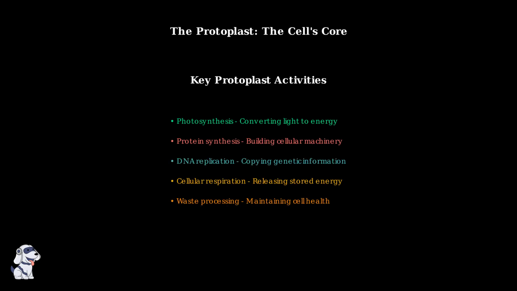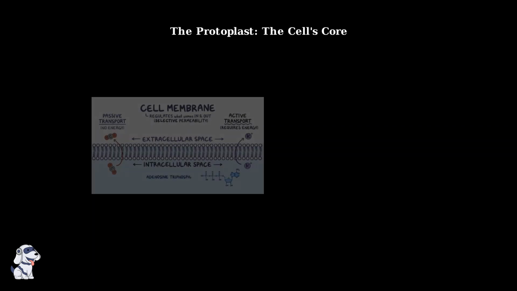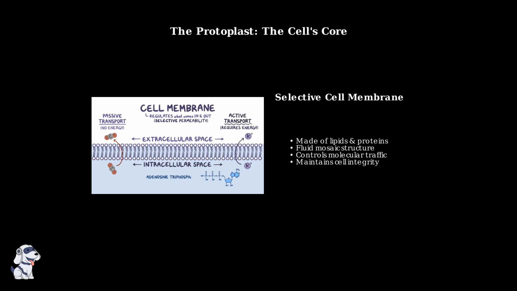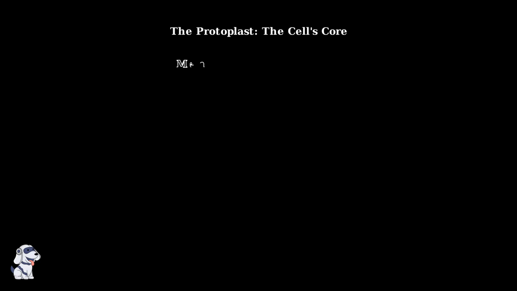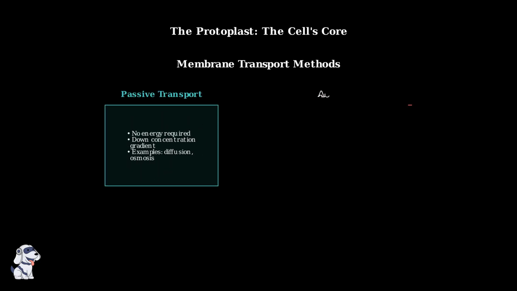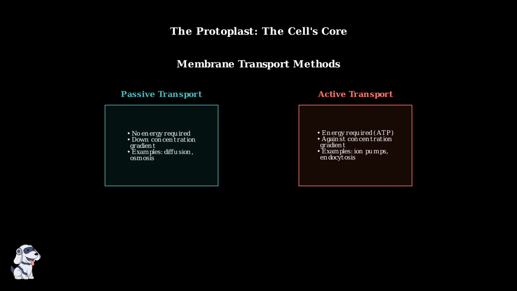Photosynthesis converts light into energy, proteins are synthesized according to genetic instructions, and countless biochemical reactions keep the cell alive and functioning. Surrounding the protoplast is the selective cell membrane, made of lipids and proteins arranged in a fluid mosaic structure. This membrane acts as a sophisticated gatekeeper, controlling what enters and exits the cell. The membrane uses two main transport methods: passive transport, which requires no energy and allows molecules to flow naturally, and active transport, which uses cellular energy to move specific molecules against their concentration gradients.